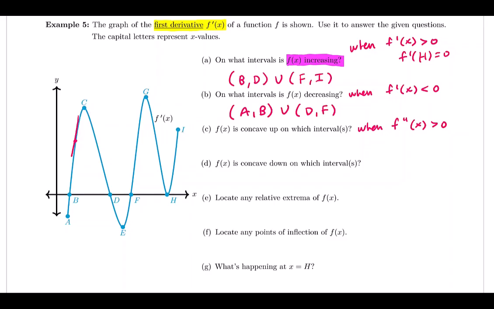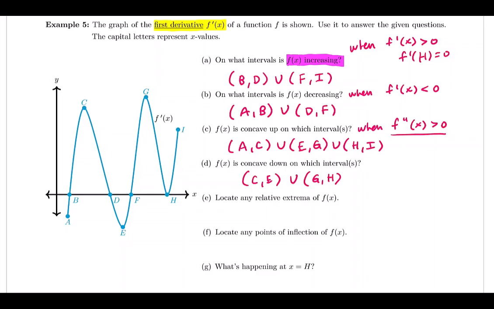And I'm just going to highlight this now. So between A and C is when this graph is increasing. Also between E and G, and then between H and I. So all of these locations are where my first derivative is increasing, which will mean that the second derivative will be positive. In part D, we're looking for concave down, so that will be when this graph is decreasing. That's happening between C and E, as well as G to H.